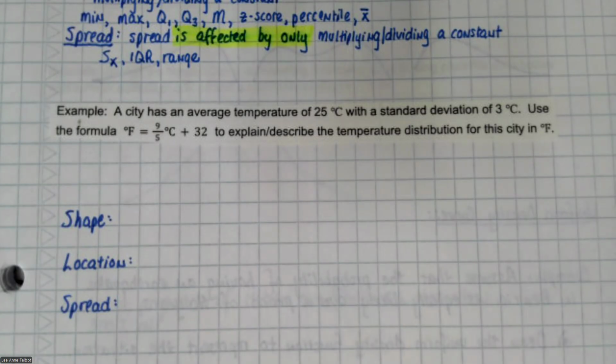Okay, last thing. So we have this example. A city has an average temperature of 25 degrees Celsius with a standard deviation of 3 degrees Celsius. Use the formula Fahrenheit equals 9/5 Celsius plus 32. That's the actual formula. To explain, describe the temperature distribution for this city in Fahrenheit.